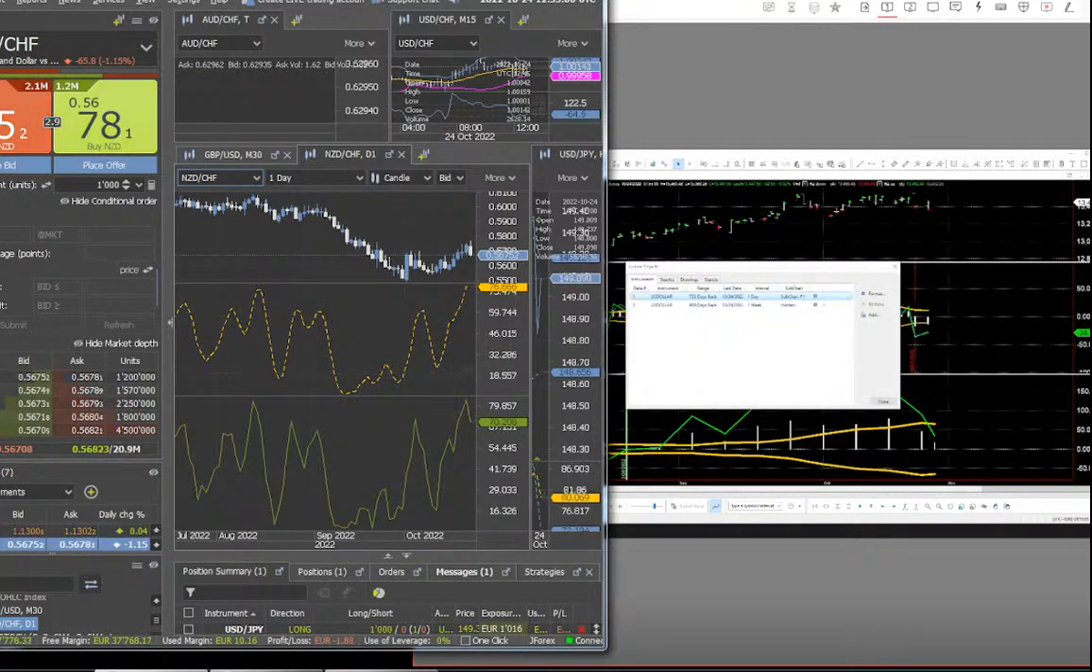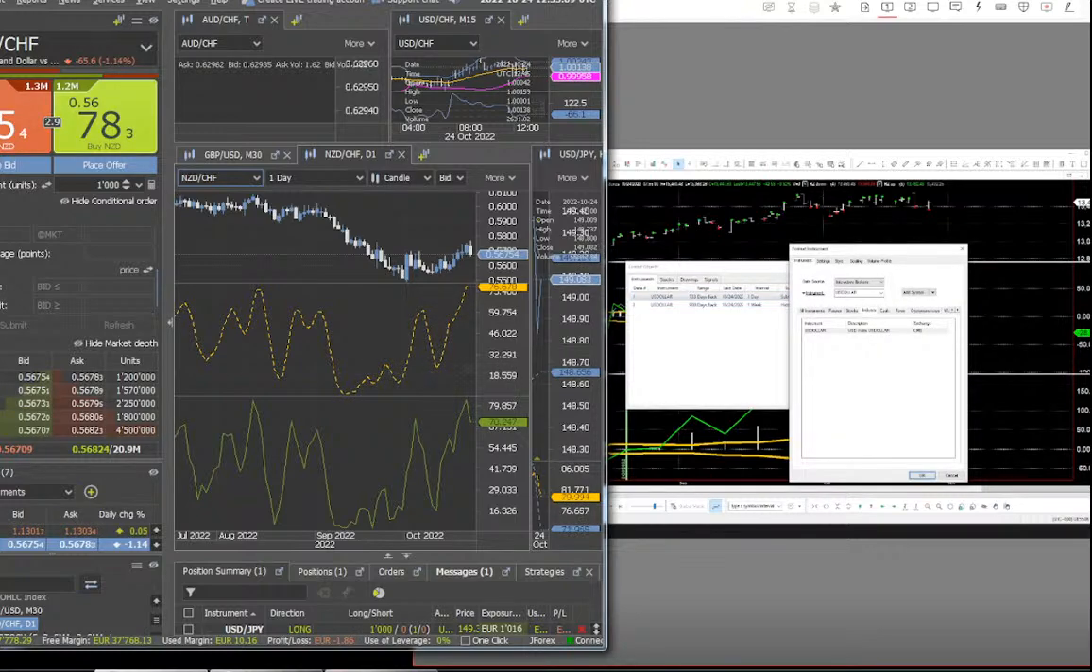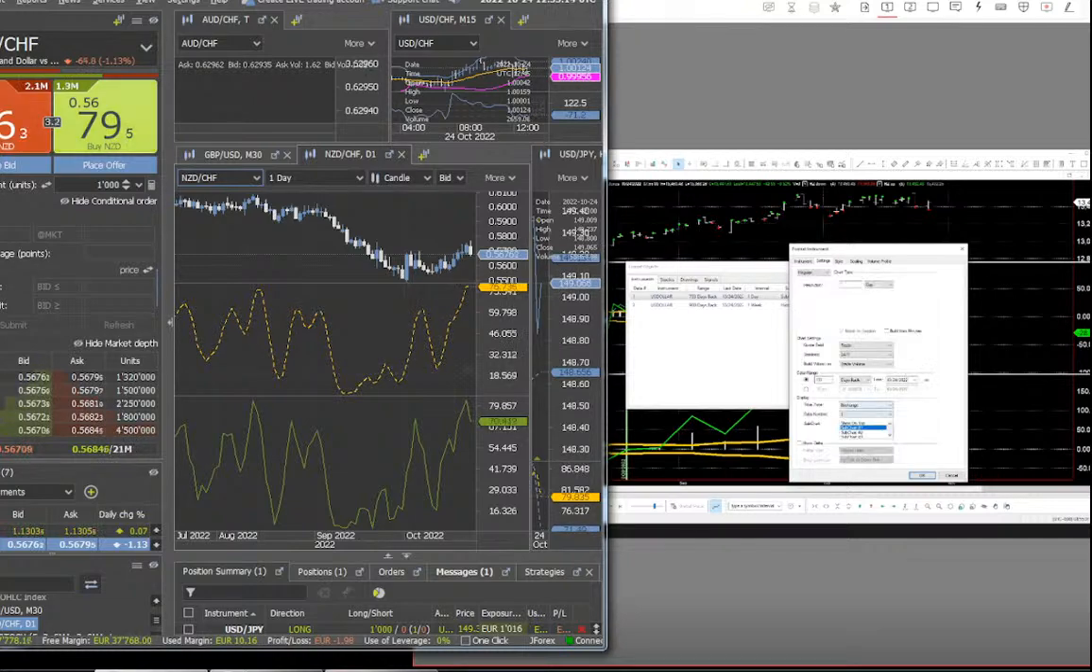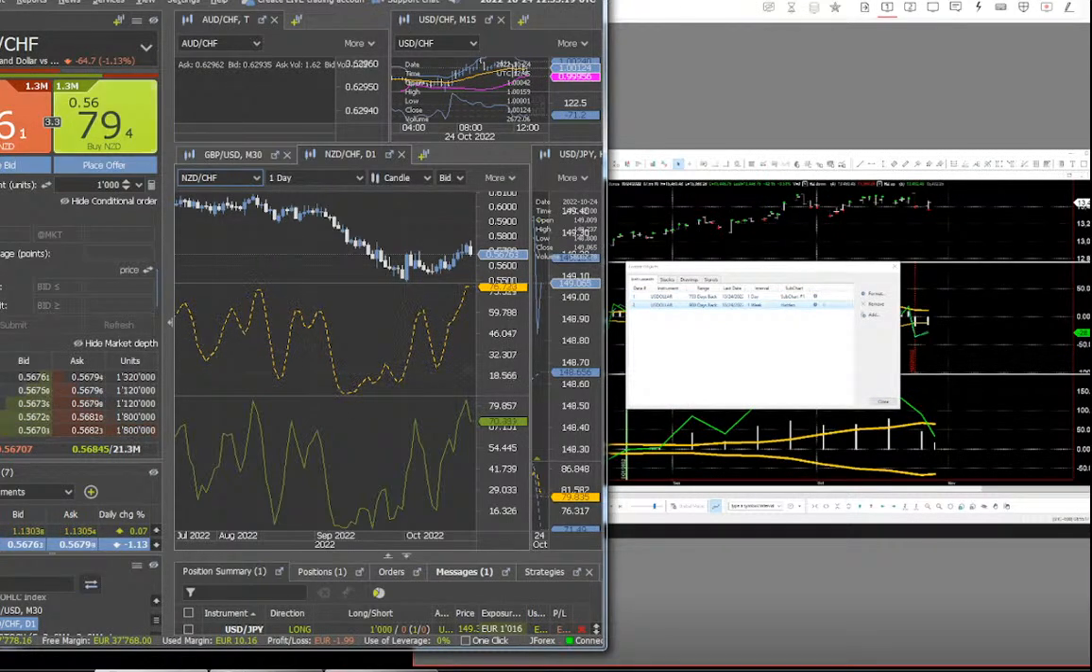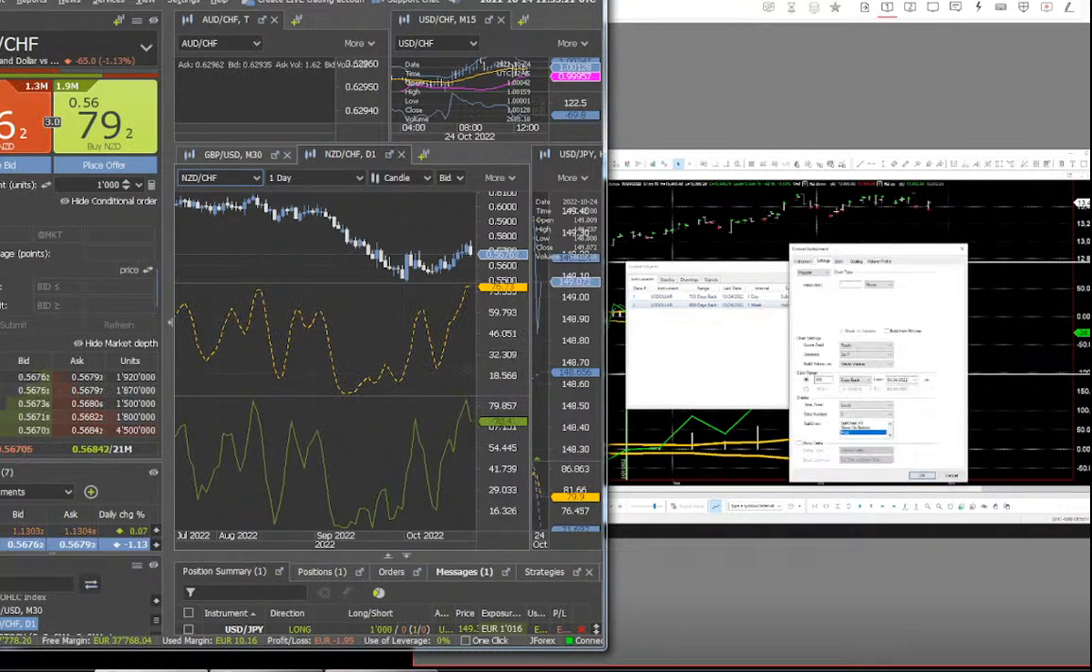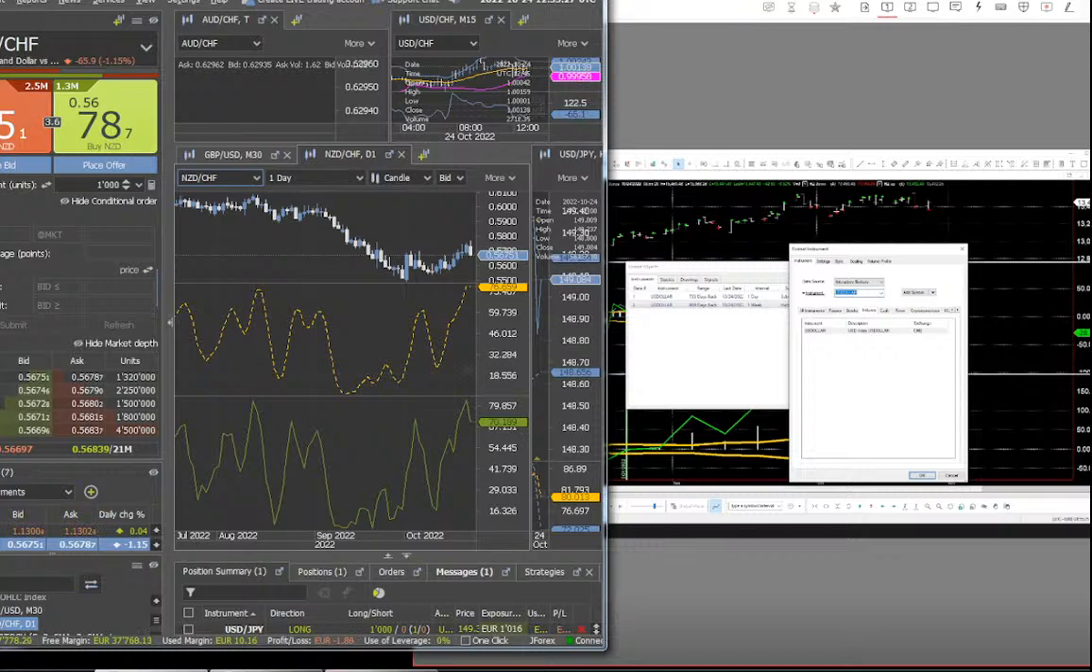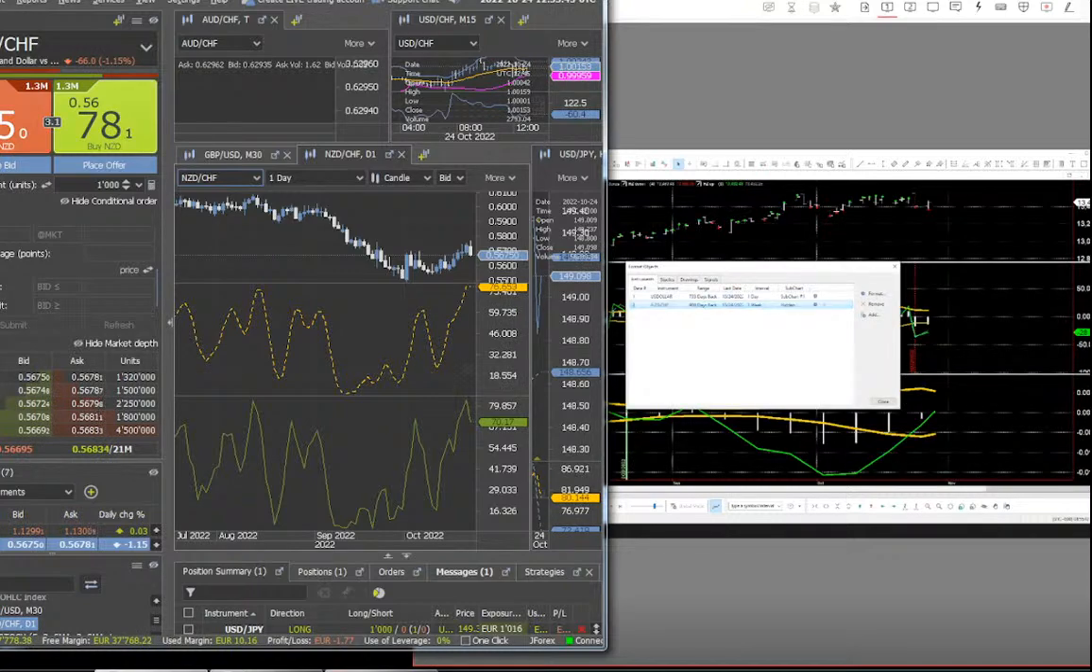Okay, let's fix that. Settings. And then let's put it in here too. NZD. Cash. And Swiss. And let's do this one.